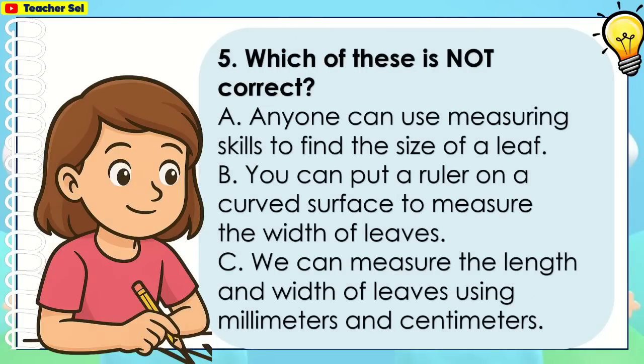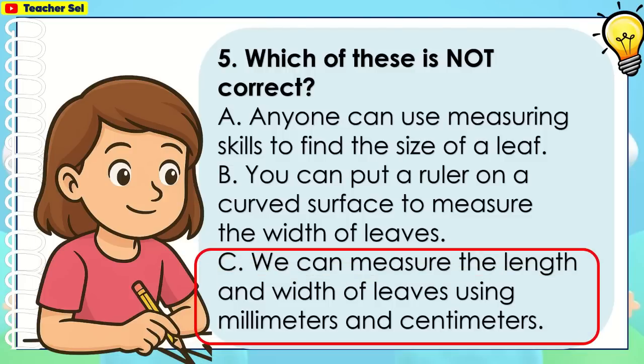For number 5, which of these is not correct? A. Anyone can use measuring scales to find the size of a leaf. B. You can put a ruler on a curved surface to measure the width of leaves. C. We can measure the length and width of leaves using millimeters and centimeters. Very good. The correct answer is letter C. We can measure the length and width of leaves using millimeters and centimeters.